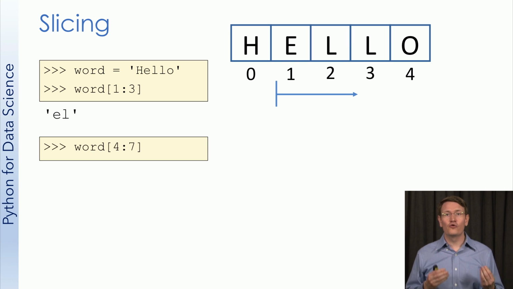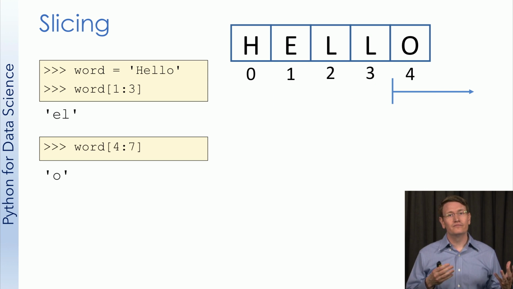If we ask for 4 through 7, you might think this will cause an error, but it will just select the strings starting at 4 through the end of the word.